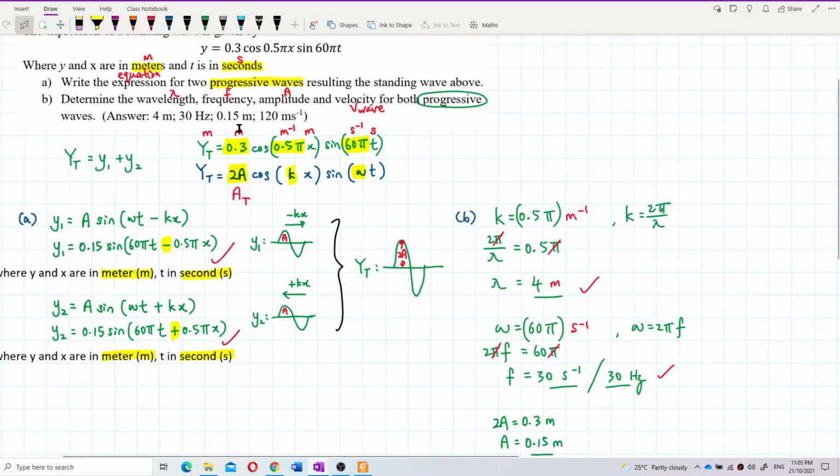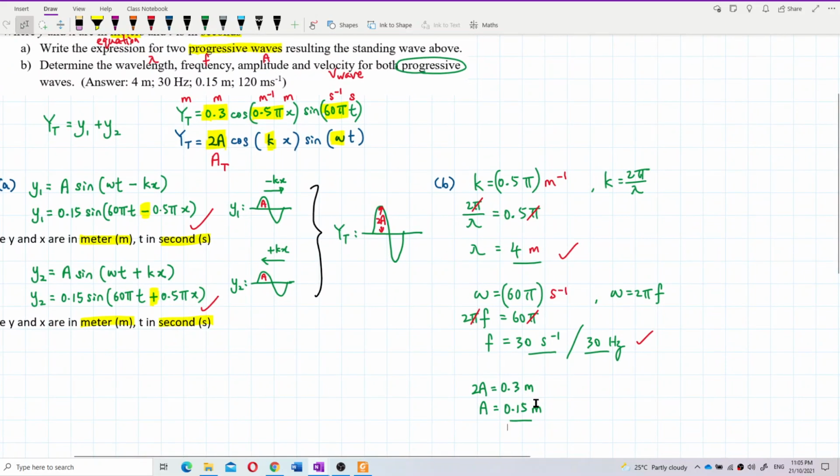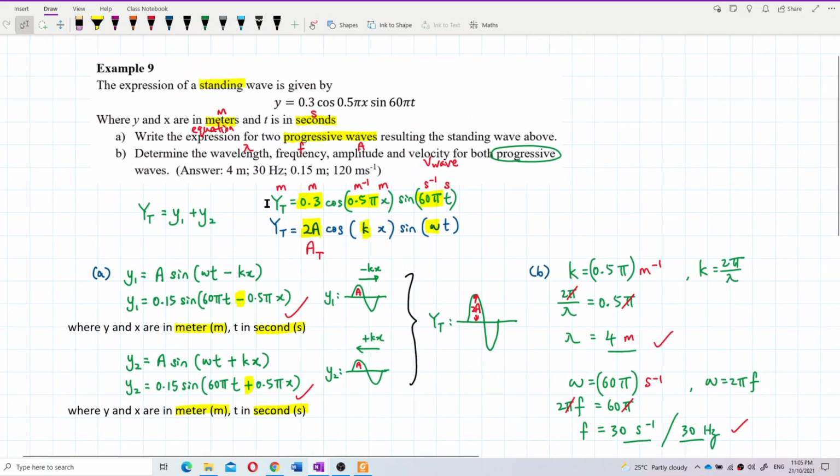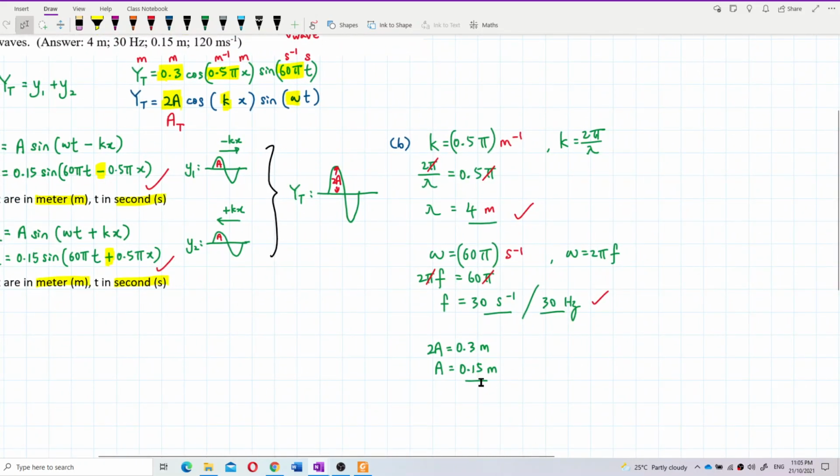Yes, 0.15 meter. The unit is in meter because it follows the displacement. The y is in meter, so our 2a is also in meter. Okay, not centimeter. Remember, 2a is the maximum amplitude for standing wave, and a is for progressive wave.